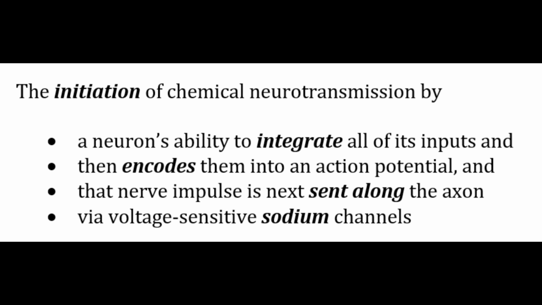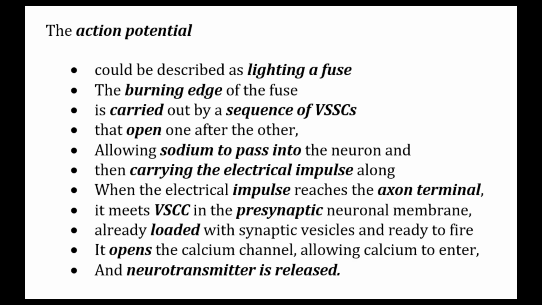The initiation of chemical neurotransmission is by a neuron's ability to integrate all of its inputs and then encode them into an action potential. The nerve impulse is then sent along the axon via voltage-sensitive sodium channels. The action potential could be described as lighting a fuse. The burning edge of the fuse is carried out by a sequence of sodium channels. These open in a sequence, allowing the sodium to pass into the neurons and then carrying the electrical impulse along.